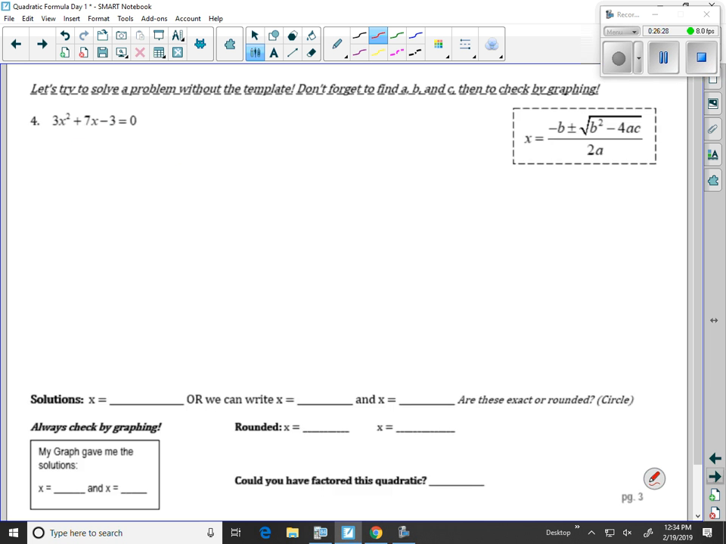Number 4 does not have a shell anymore. We take the shell away, which is how you're going to do these from now on. I'm going to walk you through this. If you're good, that's fine, but I'm going to walk through it up here. So we start with our A, B, and our C. What's our A? Our A is 3. What's our B? 7. And our C? -3. Yes, beautiful.